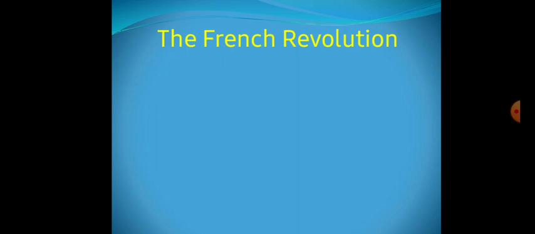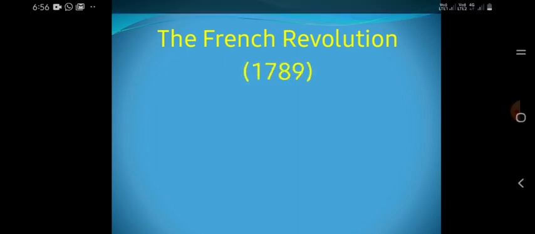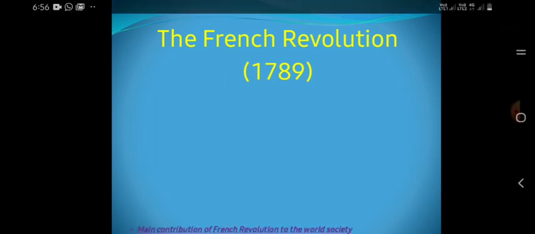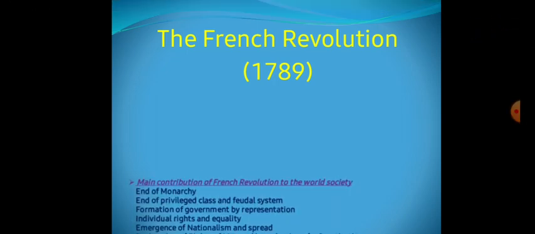The French Revolution happened in 1789. Remember the date? 1789. It is easy to remember because after 1 it is 7, 8, 9 in numerical order. So it's 1, 7, 8, 9. The main contribution of the French Revolution to world society was that it ended monarchy in France.